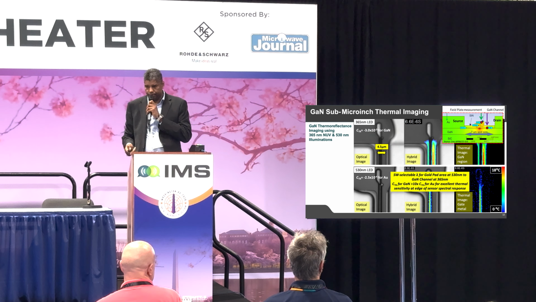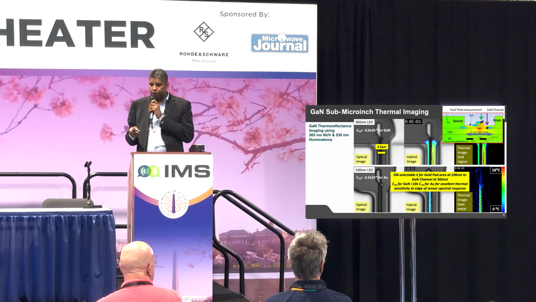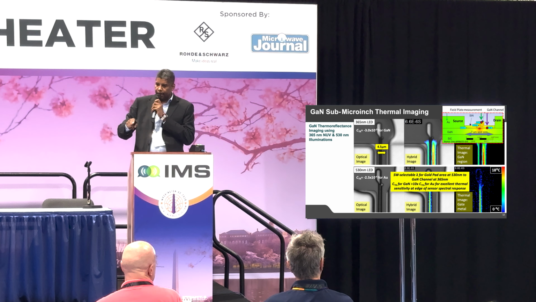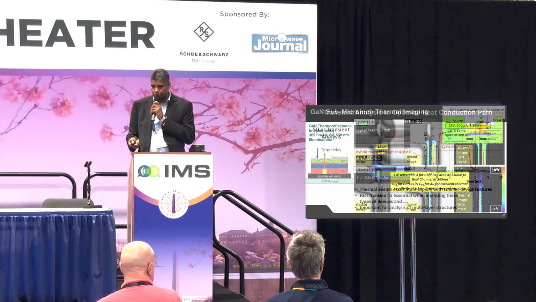of the transistor. What you see here is a practical application of GaN with 365 nanometer in UV and 530 nanometer illumination. And you can recognize the width of about 4.5 microns, and you can see actually the heat flowing through the device itself. And this double selectable lambda 4 gold pad area analysis is actually not achievable with IR type of analysis because of the resolution.